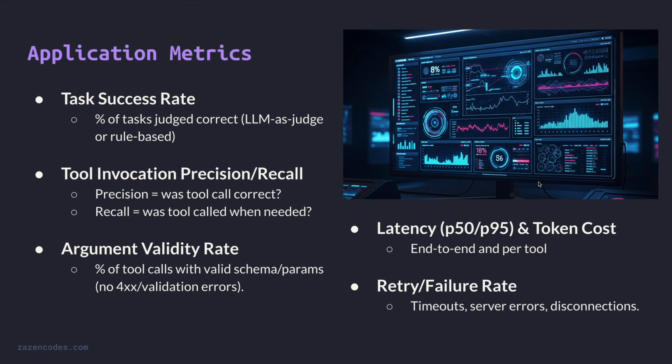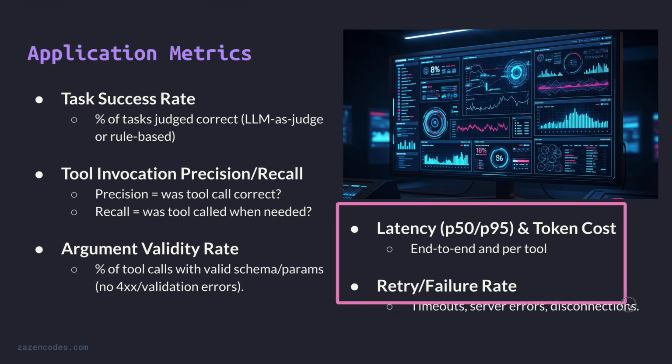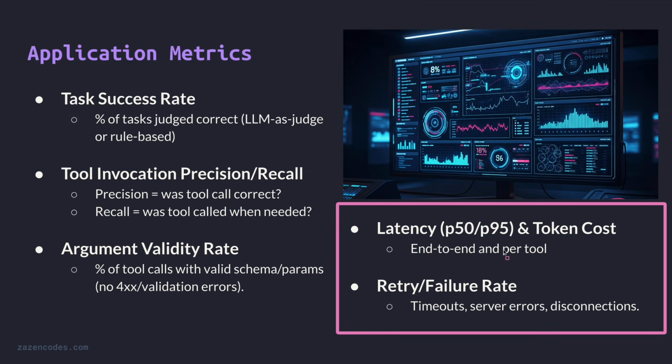And lastly, retry and failure rates. This is stuff like server errors, timeouts, disconnections. This is going to be like maybe our actual production MCP server is under a lot of load and it's giving like 503 errors. These, by the way, are the types of things that are really useful to track in production. So production metrics from actual users, and you bake monitoring into your system in order to track those things.